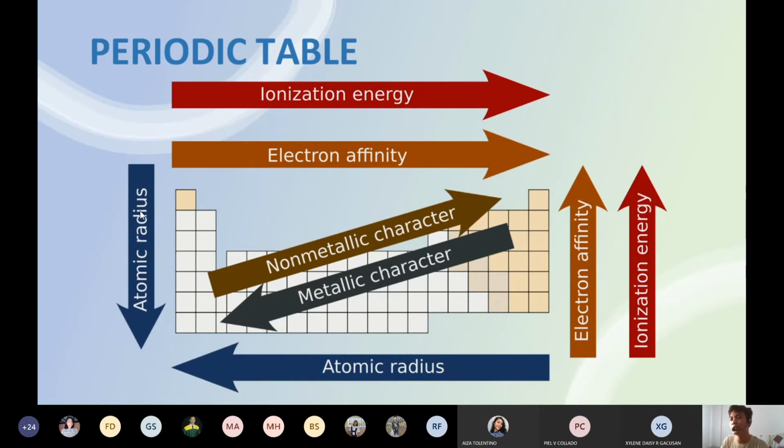So, we have atomic radius increasing from top to bottom, right to left. That has something to do with the nuclear charge, no? Yung dumadami yung proton sa nucleus, no?